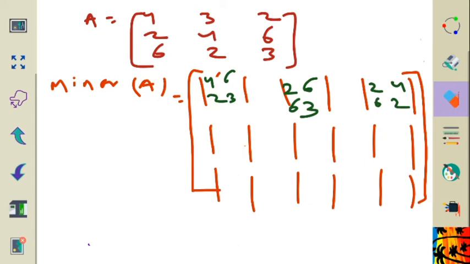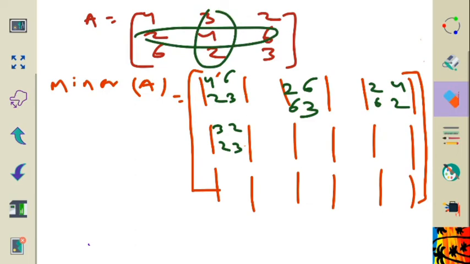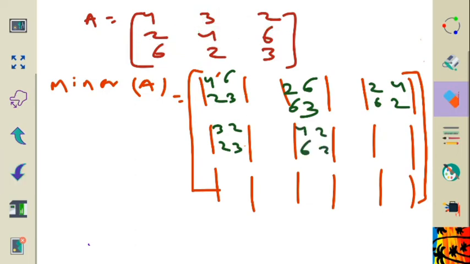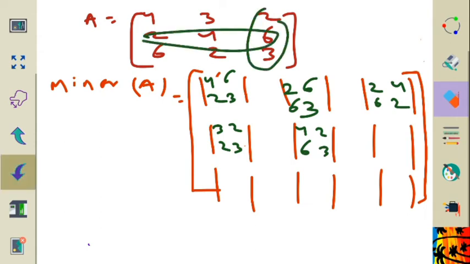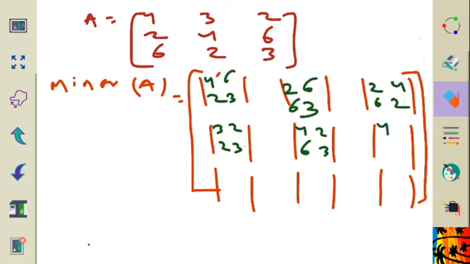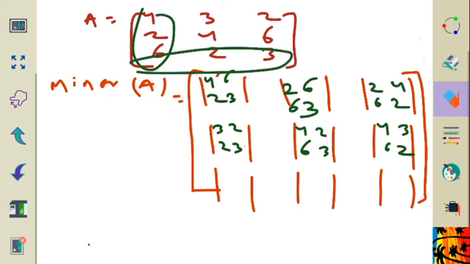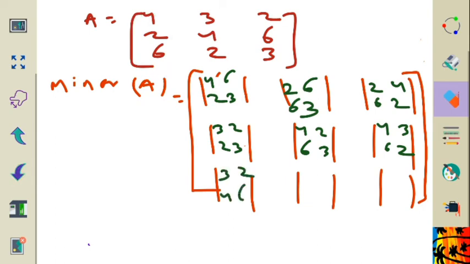Similarly, you remove this row and this column, write the remaining things. Clear? This is 3, 2, 2, 3. Similarly, you also remove this row and this column, write the remaining things. This is 4, 2 and 6, 3. Similarly, you remove this row and this column. So this will be 4, 3 and 6, 2. Similarly, you remove this column and this row. This is 3, 2, 4 and 6.